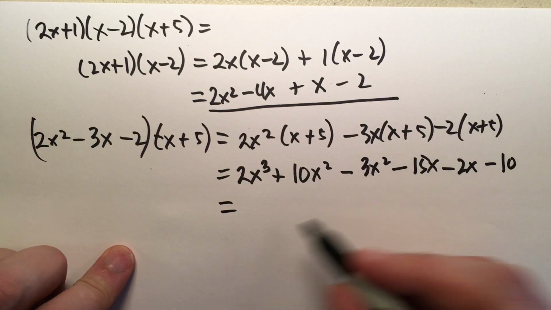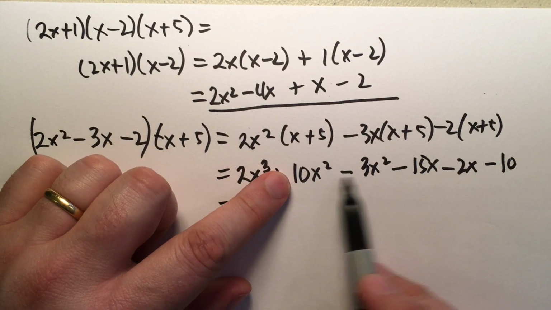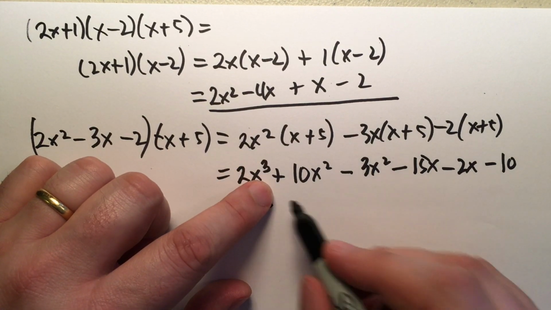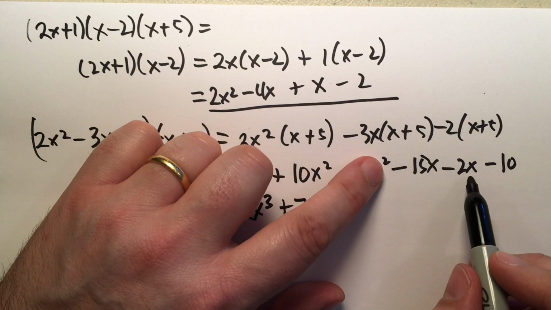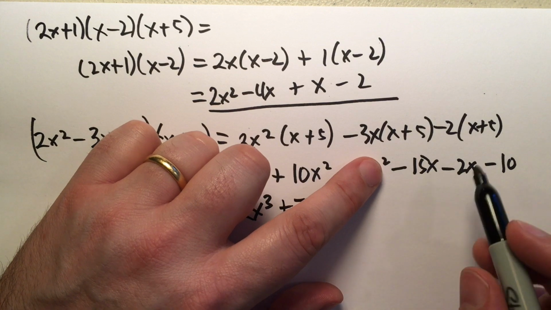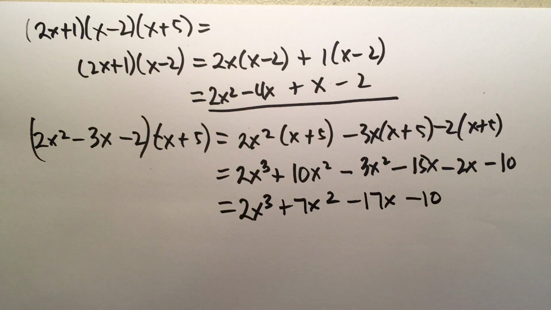And let's combine like terms, so we only have one x cubed term. We have two x squared terms, 10 minus 3 is 7. And we have x terms, so minus 15 minus 2, that's minus 17x, minus 10. That's how you solve that problem.